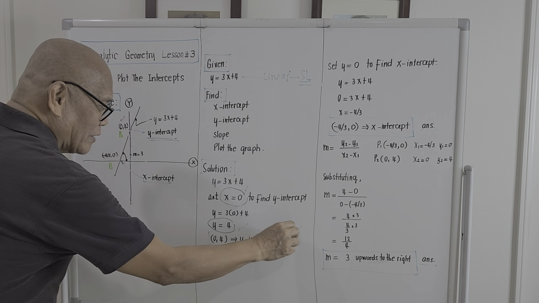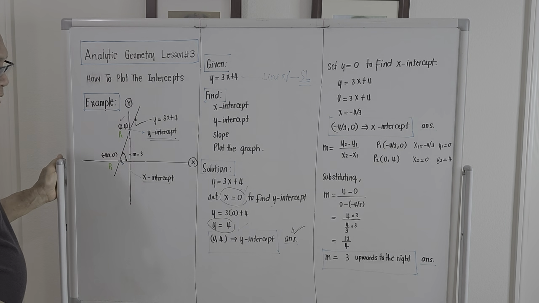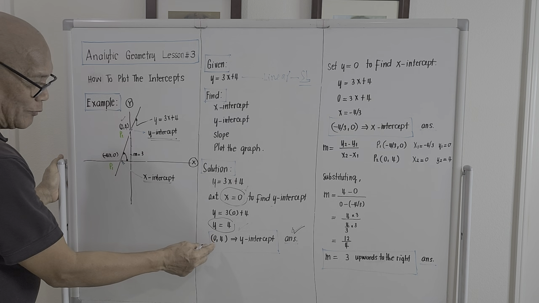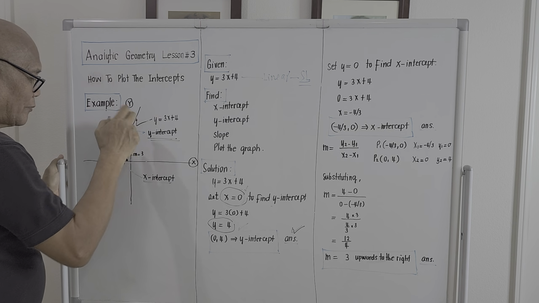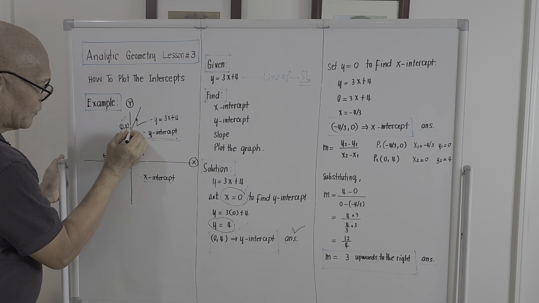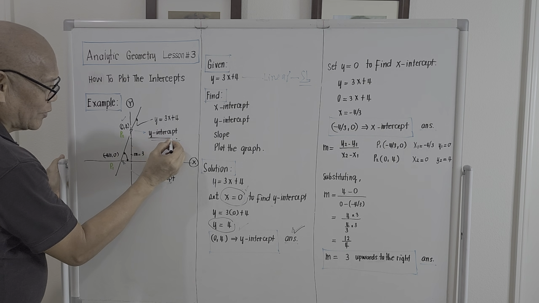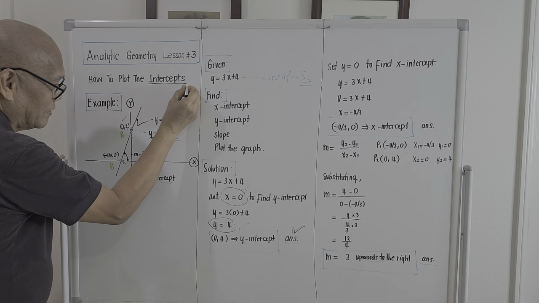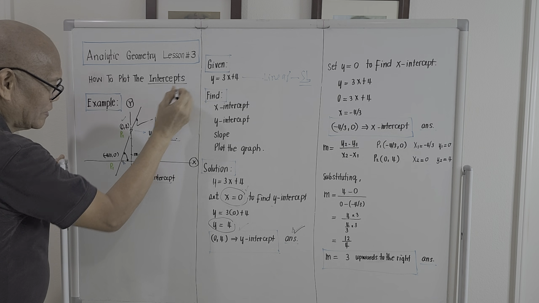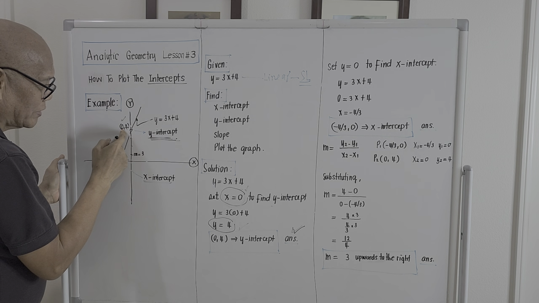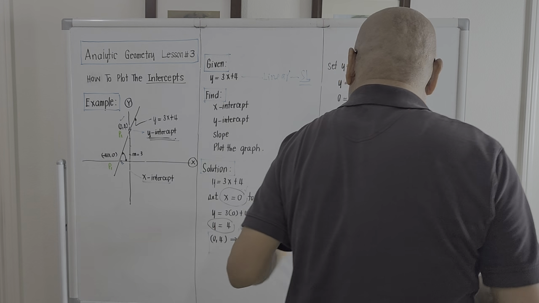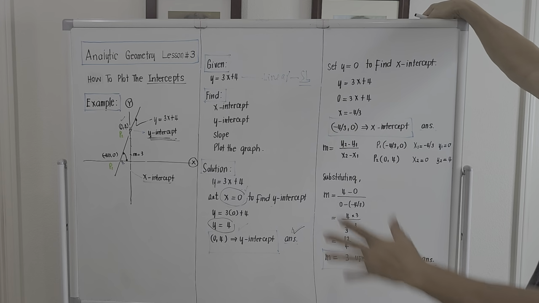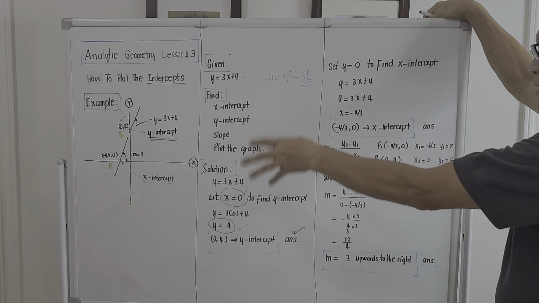So, this will be our answer. The coordinates of the y-intercept will be at the location 0 and 4. 0 and the ordinate will be 4. So this point here is termed the y-intercept. Okay, our topic is intercepts. The location is at the coordinates 0 and 4. As easy as that. That's the procedure on how to compute for the y-intercept.